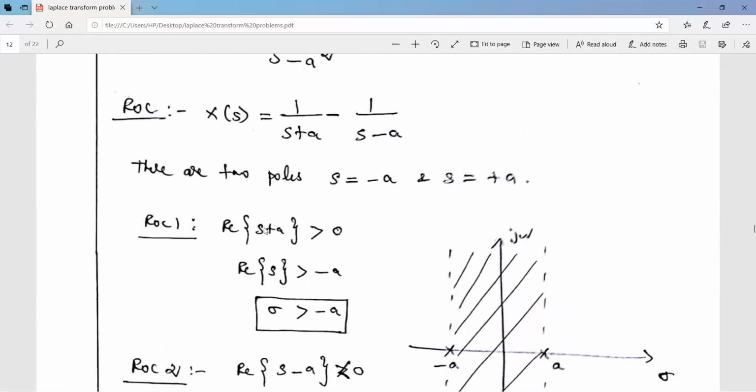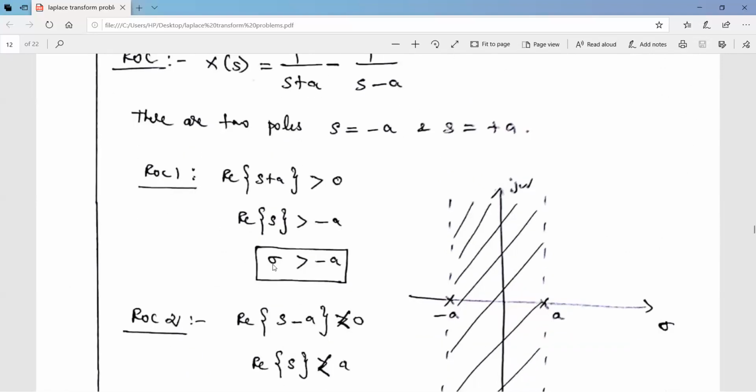So real of s plus a, that is, we have to write real of this denominator term is greater than 0. So from this, real of s is greater than minus a, since the plus a moves to the opposite side. So what is real of s? It's sigma. So sigma greater than minus a. This is the ROC 1, the ROC of the first signal.